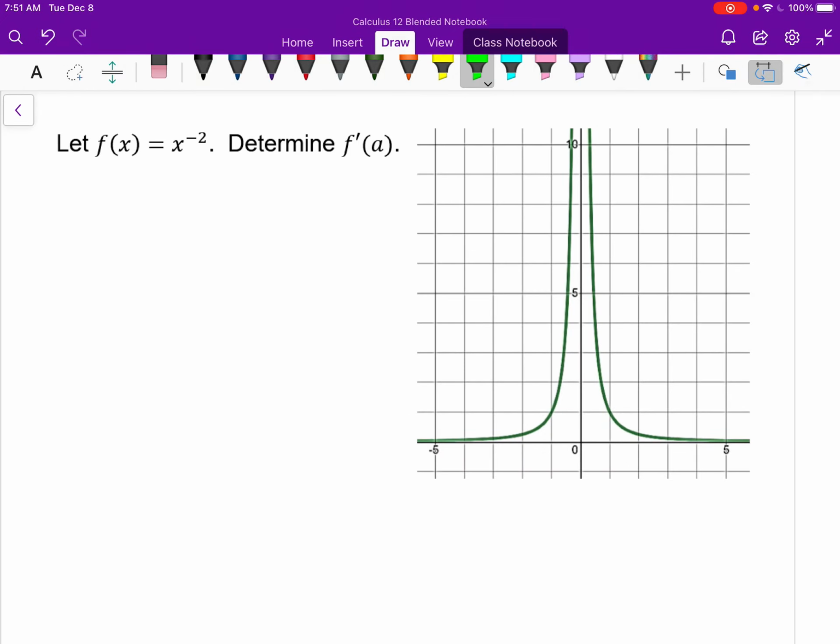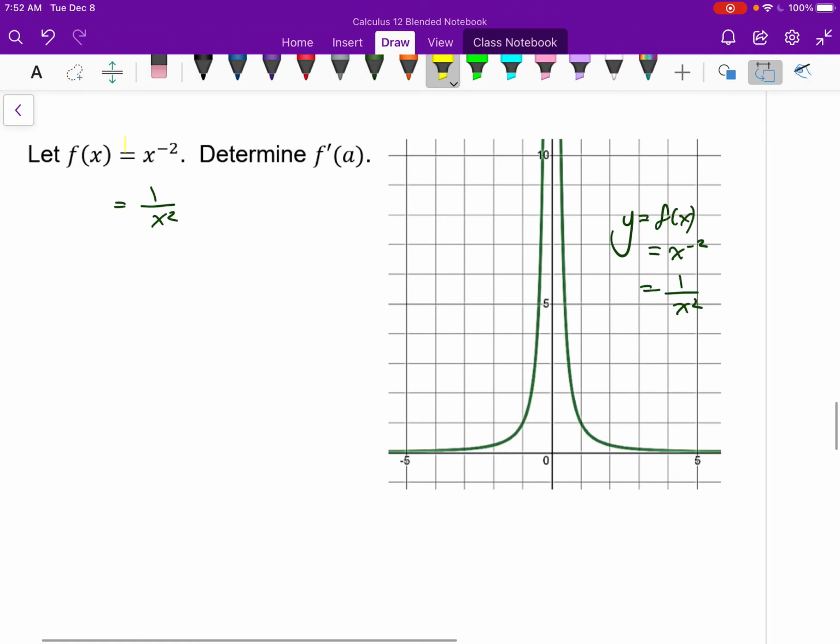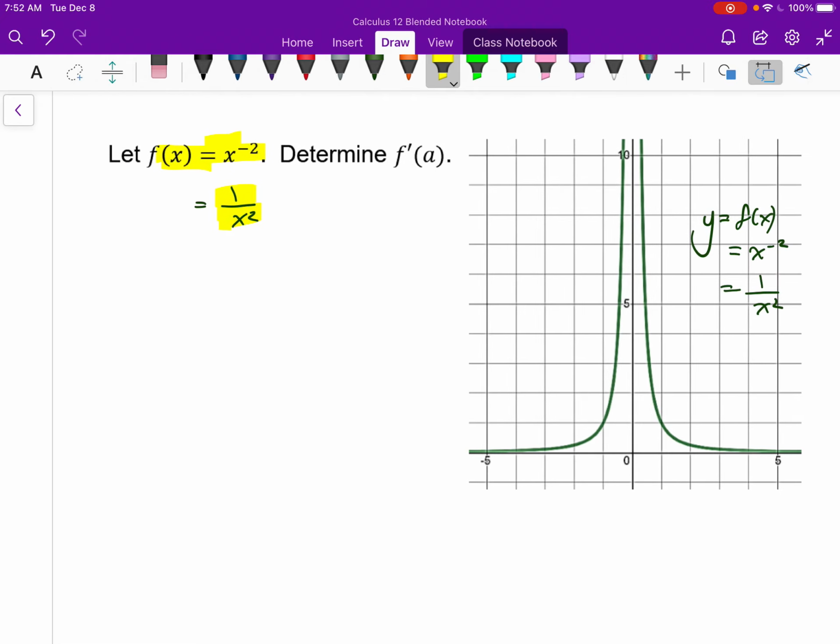And so I have the equation of y equals x squared. Sorry, not y equals x squared, x to the negative 2. Which, keep in mind, is the same as 1 over x squared. And I'll write that down right here as well. That's it. I want to find the derivative at a. Which really means I want to find the derivative just at any number of my choice.